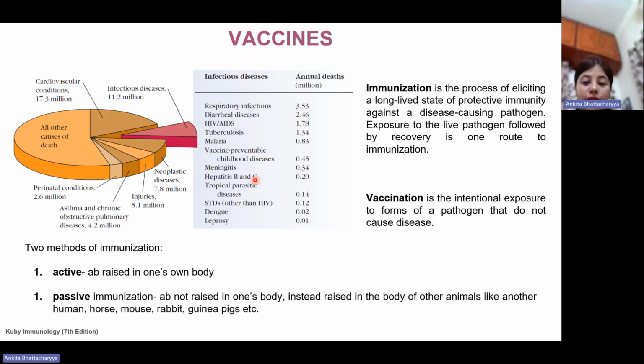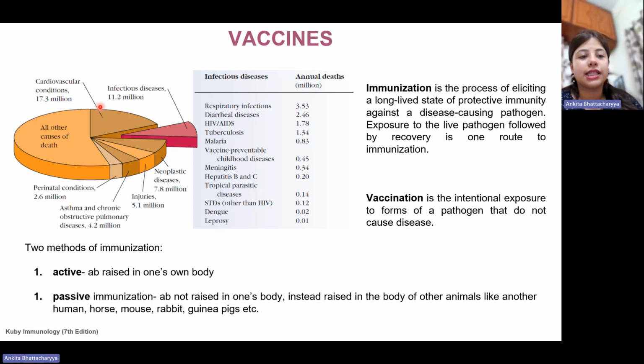So barring all other causes of death, you can see, of course, that cardiovascular conditions predominate very largely, and you have neoplastic diseases which come a very close second, which is cancer. Basically, you have injuries, asthma, perinatal conditions, etc., which contribute very hugely to mortality. But infectious diseases are a huge contributor towards the deaths that occur across the world. Now, this is slightly old data because, of course, it's from an older version of the book. You have more updated records for the same.